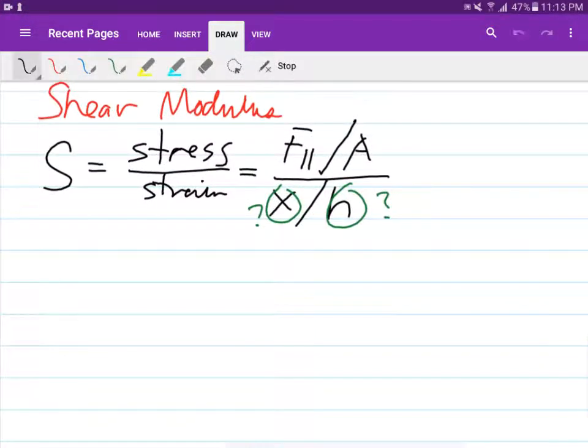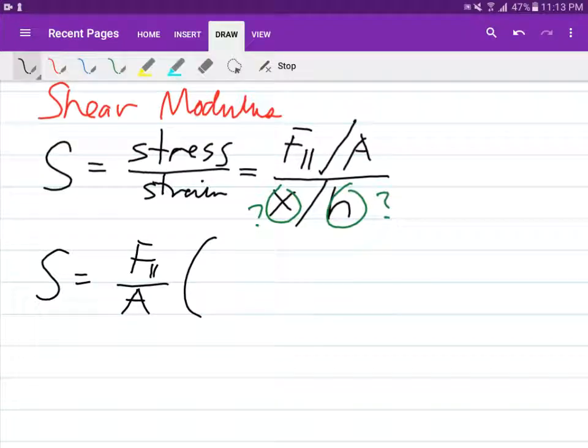So we can also write this as S equals F parallel over A times H over X.